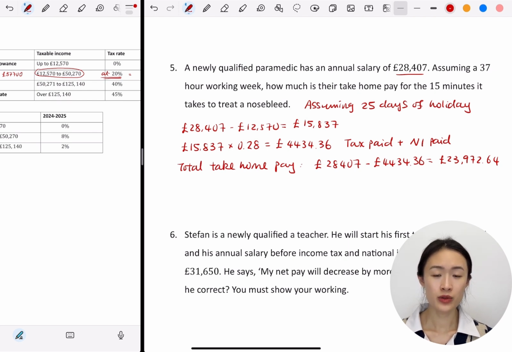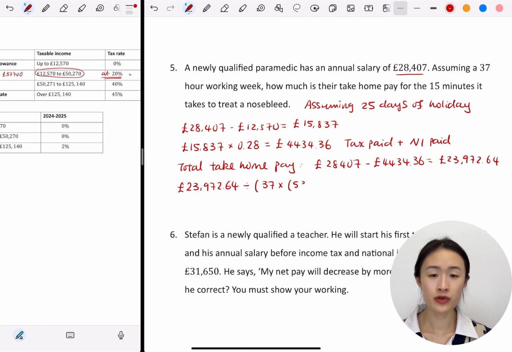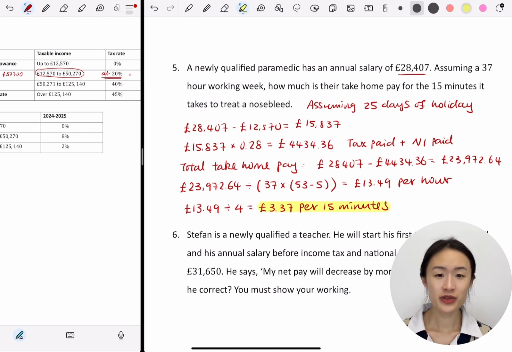Now, what we can do is divide this number by the total working hours, which is 37 hours per week, and there are 53 take away 5 weeks of holiday, and that leaves us with £13.49 per hour. 15 minutes is a quarter of an hour, so we can do 13.49 divided by 4, and that is 3.37 per 15 minutes. Okay, now moving on to the next question.